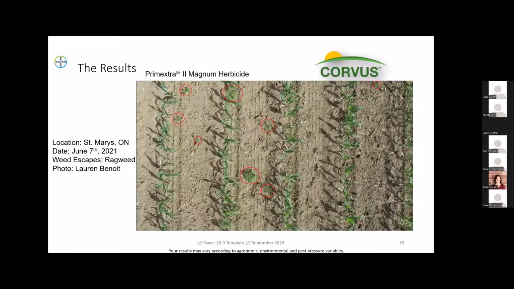Just some photos from this past year. Here on the left-hand side, we have it versus Prime Extra. Prime Extra, to my mind, is primarily a great grass product. Not a bad broadleaf product, but you can certainly see a number of ragweeds sneaking through on about 4 or 5 leaf corn, where the Corvus is really doing a great job keeping that clean.